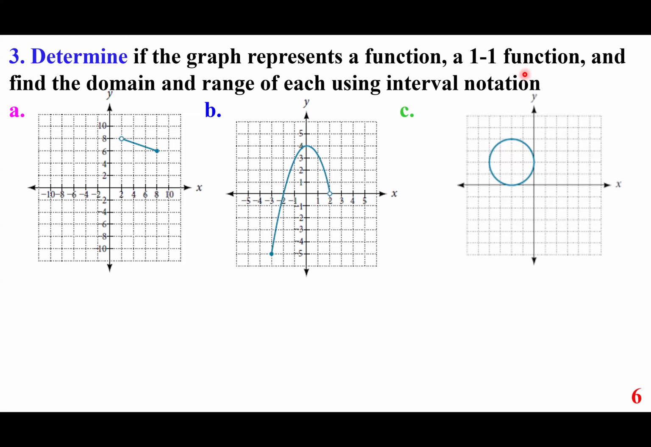Determine if the graph represents a function, a one-to-one function, and find the domain and range of each using interval notation. This one is a function and it is a one-to-one function. It passes the VLT, vertical line test. It also passes the HLT, so it's both a function and one-to-one.